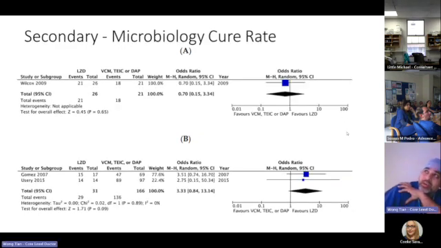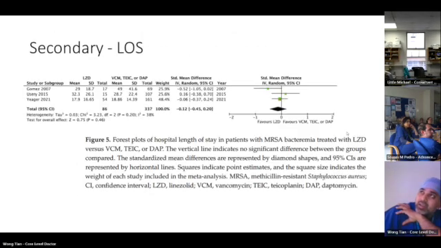Okay, microbiology cure rate as well, once again, that was a secondary outcome. Once again, slightly more pulled on the bottom chart, as you can see, but otherwise still crossing the line, so not showing any clinical significance. And this is length of stay in hospital.